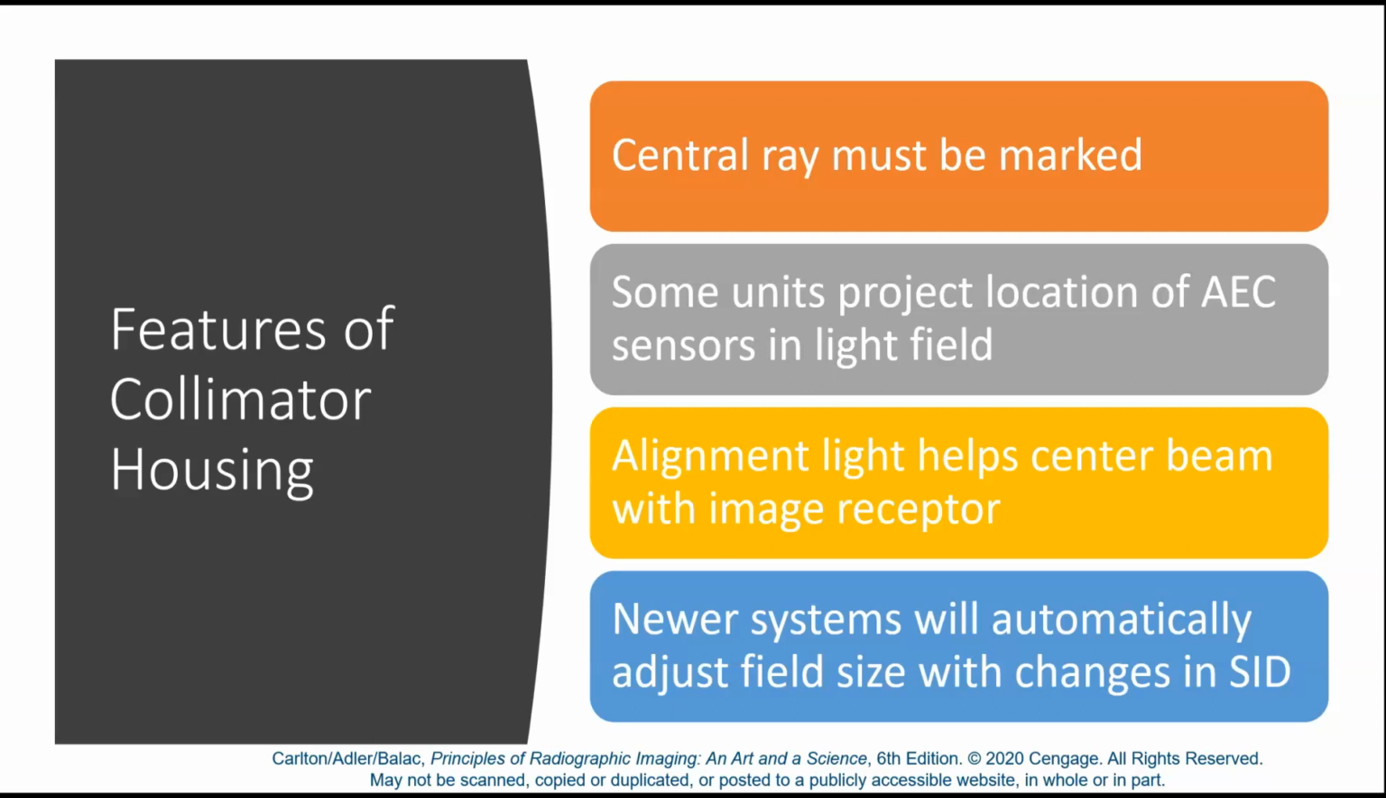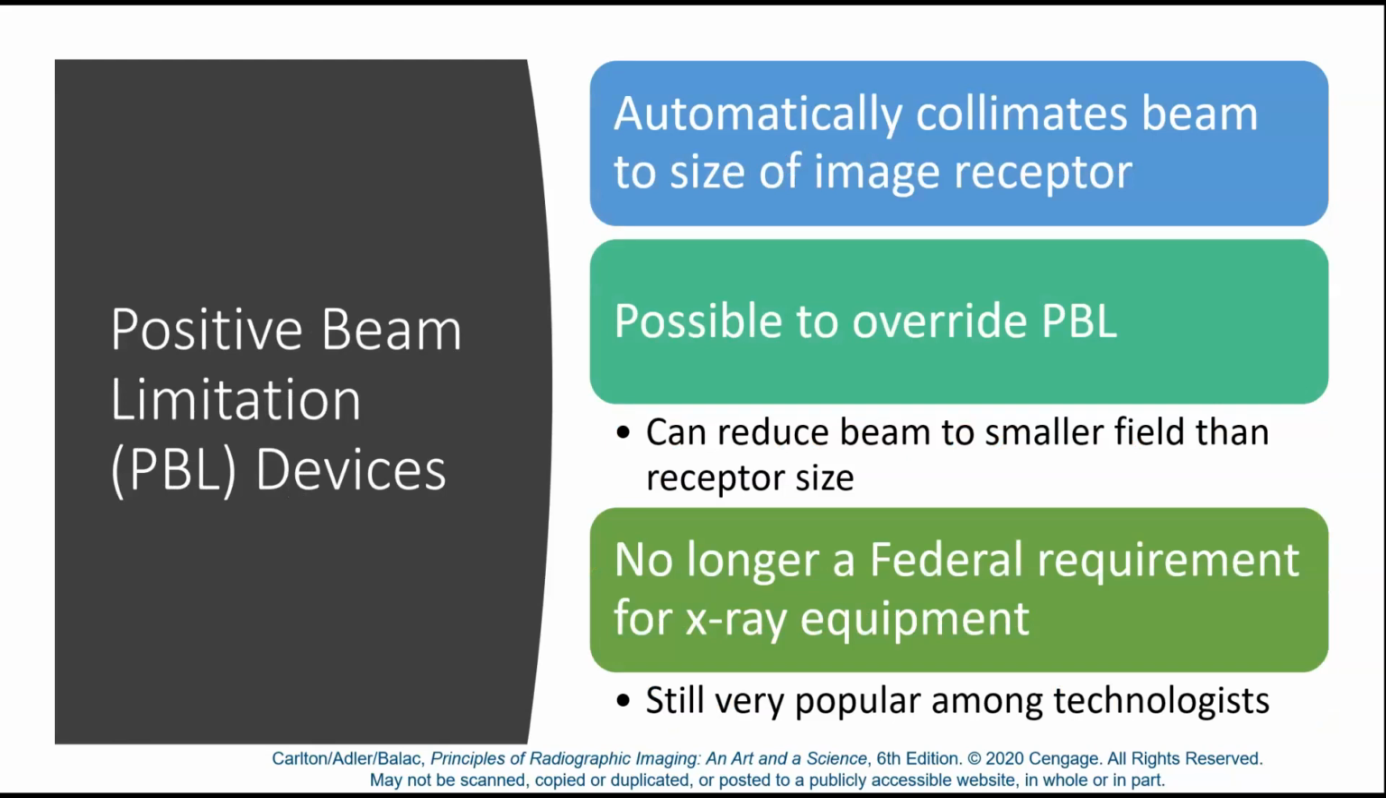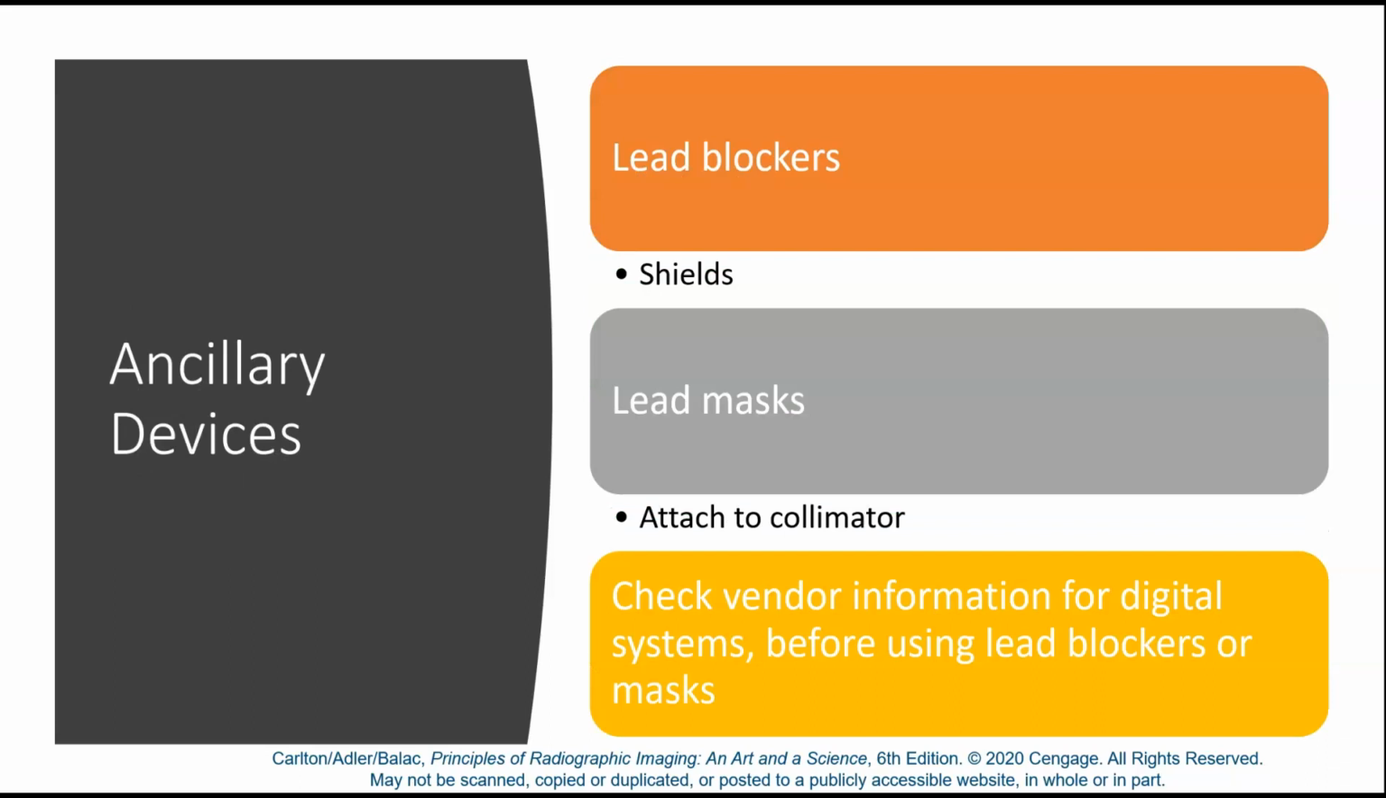Newer systems will automatically adjust the field size in changing with SID. So we call that PBL, positive beam limitation. So automatically collimation of the beam to the size of the image receptor, which is really nice. You can override it. You can make it smaller, not bigger. Okay, and it is no longer a federal requirement. Used to be, still very popular among technologists. I still like using it because I turn the key on and it opens up to my IR size, which is kind of nice, and then I just collimate in from there, so I'm sure I'm not exposing larger than my IR.